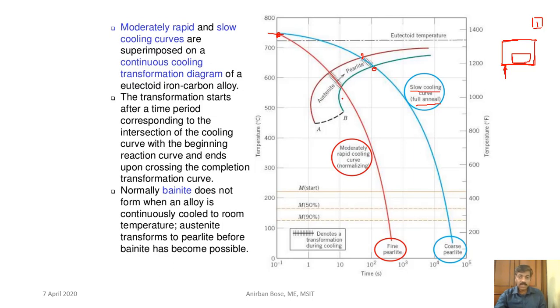Now if the cooling rate is a bit higher, how can you do that? Same thing, but now instead of a furnace cooling, you just take the sample out of the furnace and keep it on air to cool it. So this is called air cooling. Here it is the air cooling, maybe. Here it is the furnace cooling.